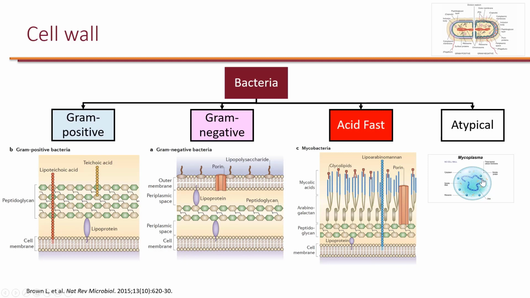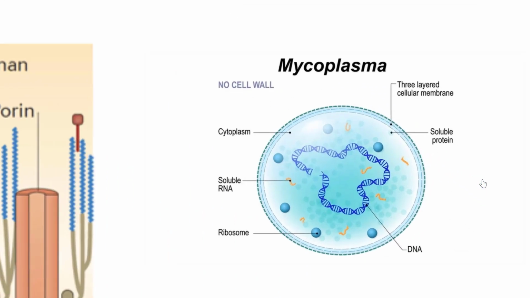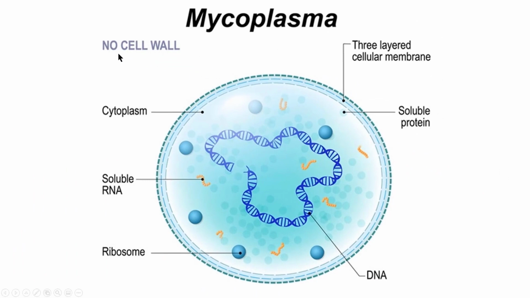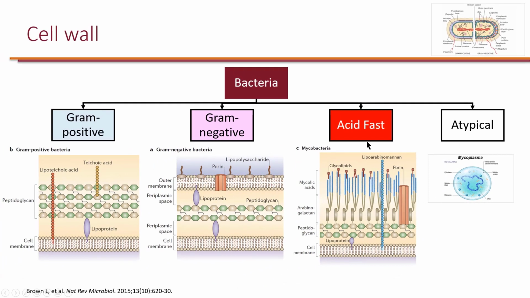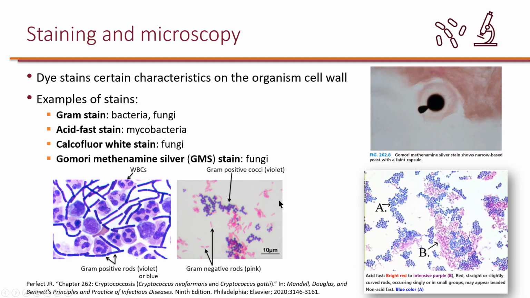They do not have peptidoglycan, because these three have peptidoglycan that, one way or another, is going to get stained. But the atypicals, because they don't have a cell wall, don't get stained. So, any of these techniques you use, they will not be stained. So these are atypical. These are in general the four types of bacteria that are clinically important. Now let's take a look at some of these staining and microscopy techniques.